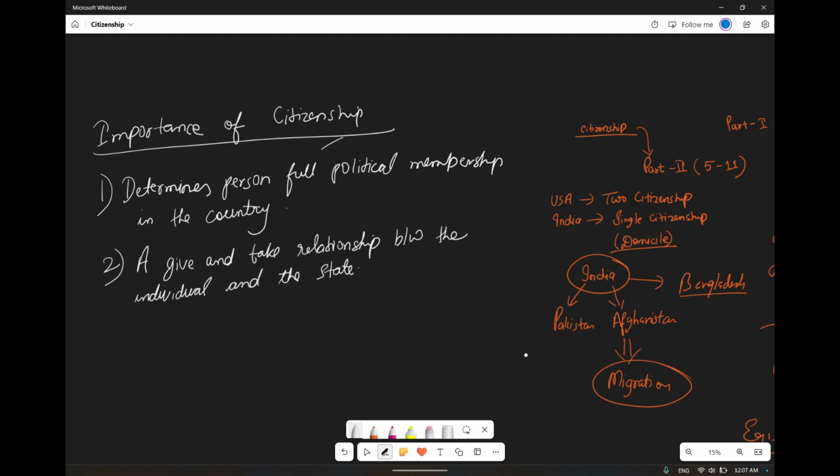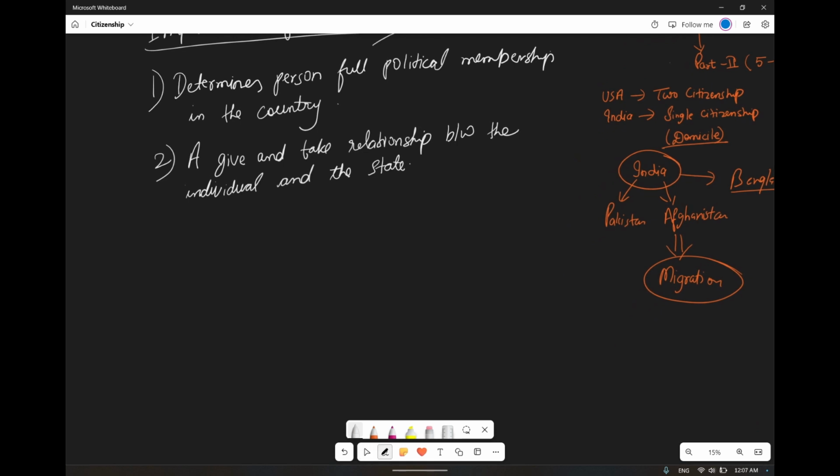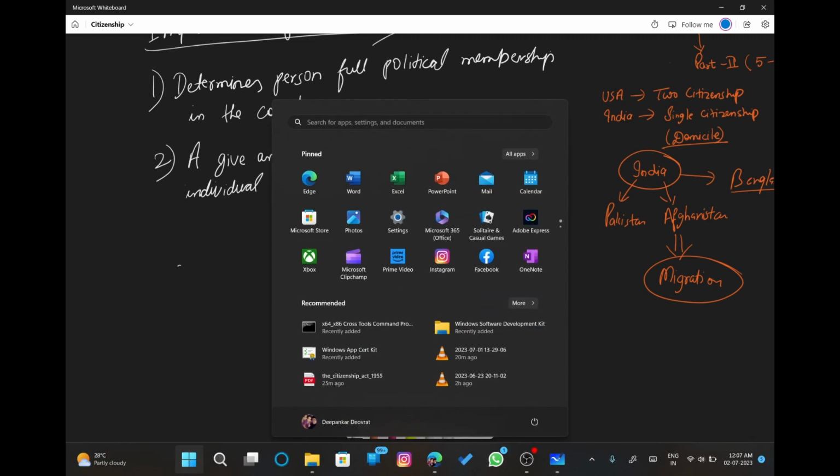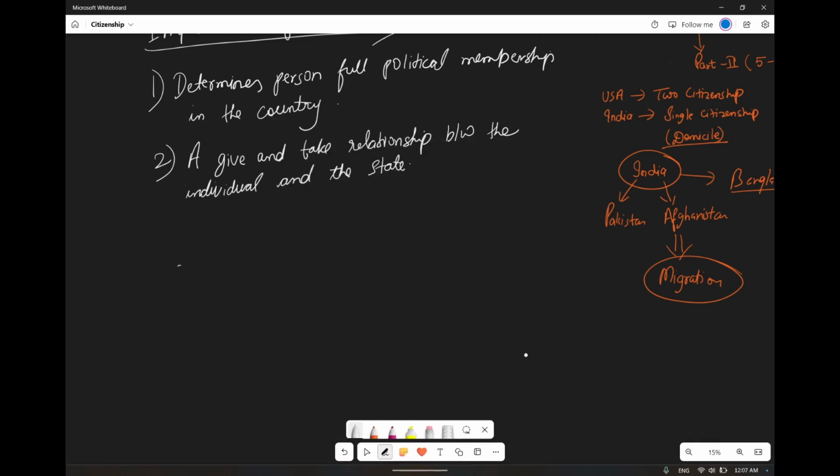Okay, within the 5 to 10, that much is not important with respect to the exam. We will cover what are the things that we have to study. But with respect to article 11, it becomes important for us to understand. Article 11, what exactly does it tell us?